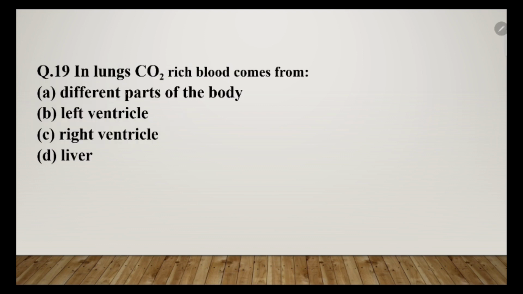Next question 19 is, in lungs, carbon dioxide rich blood comes from, option A, different parts of the body, option B, left ventricle, option C, right ventricle and option D, liver. So, liver is not at all the answer, but out of these three, right ventricle pumps the deoxygenated blood, that is carbon dioxide rich blood, into the lungs for the oxygenation, and left ventricle receives the oxygen rich blood from the lungs after getting oxygenated.